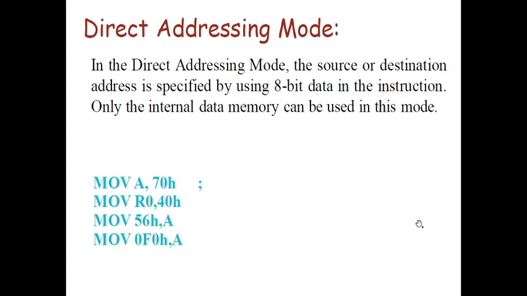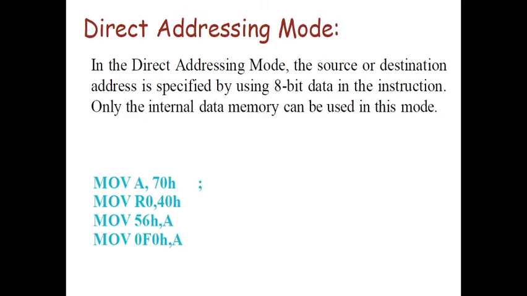Now the second addressing mode is the direct addressing mode. The direct addressing mode can access on-chip RAM and special function registers. Here the source or destination address is specified by using 8-bit data in the instruction. For this, only the internal data memory can be used. What is the internal data memory? That is the 128 bytes of RAM, which can be utilized.